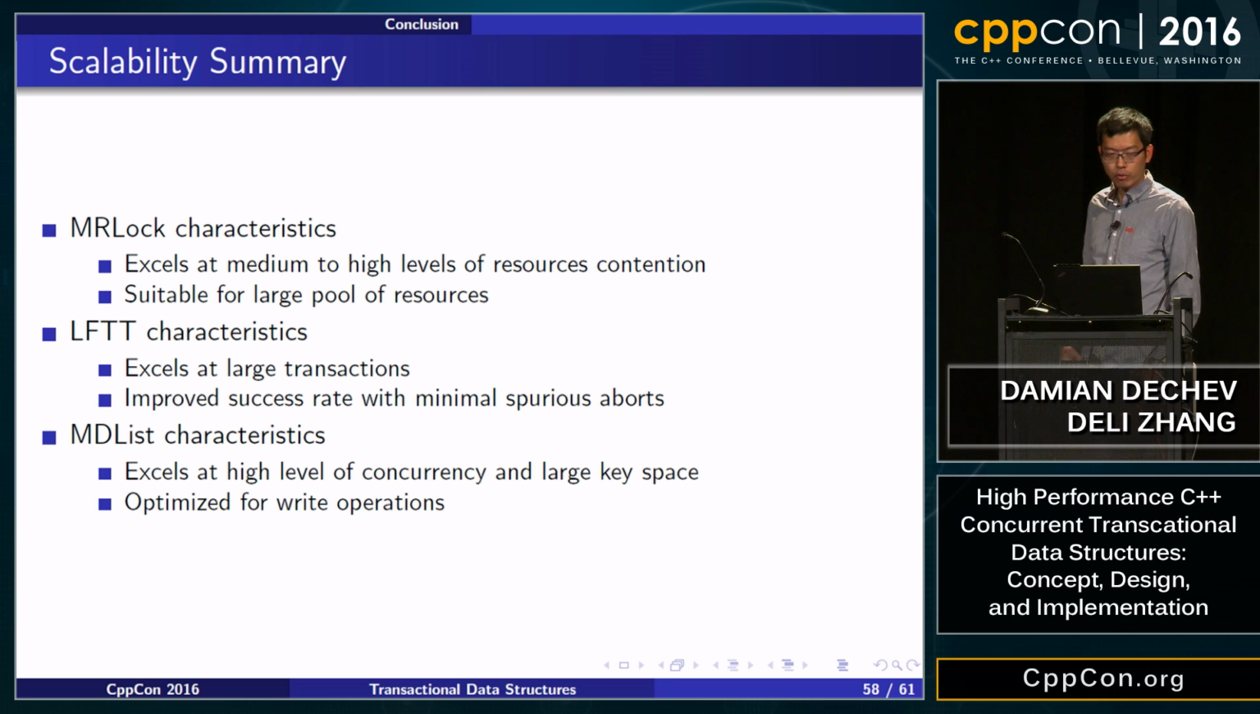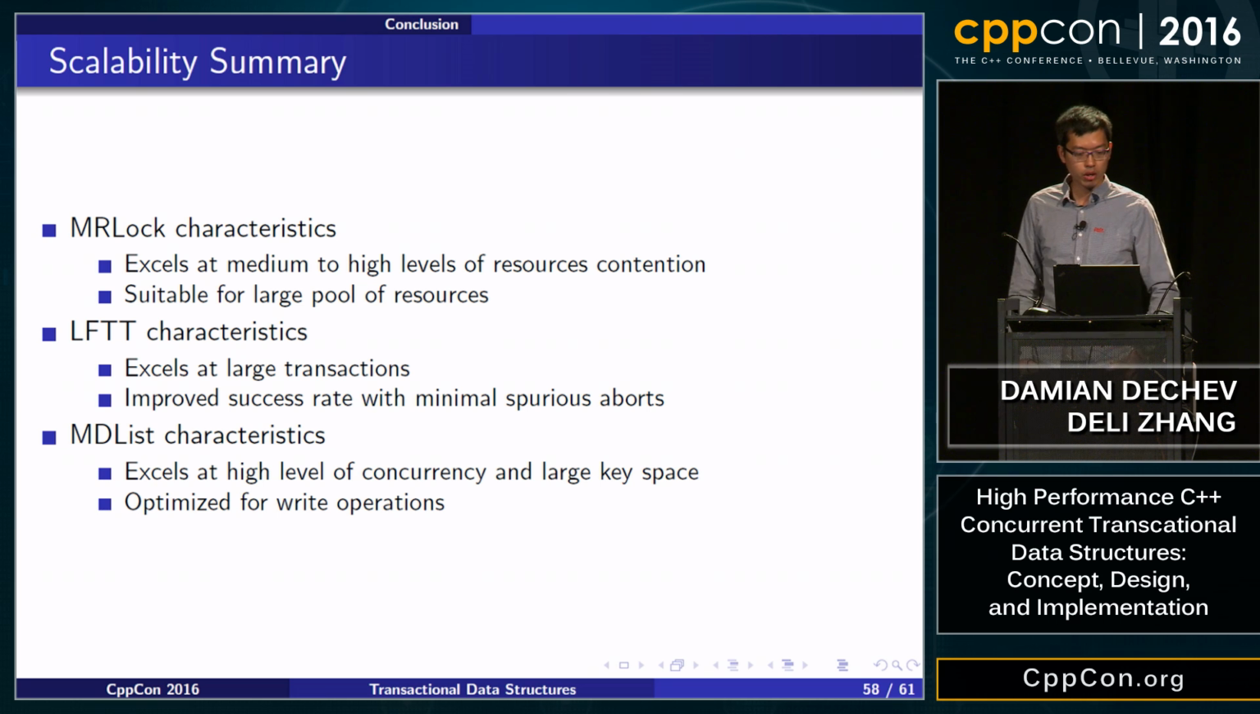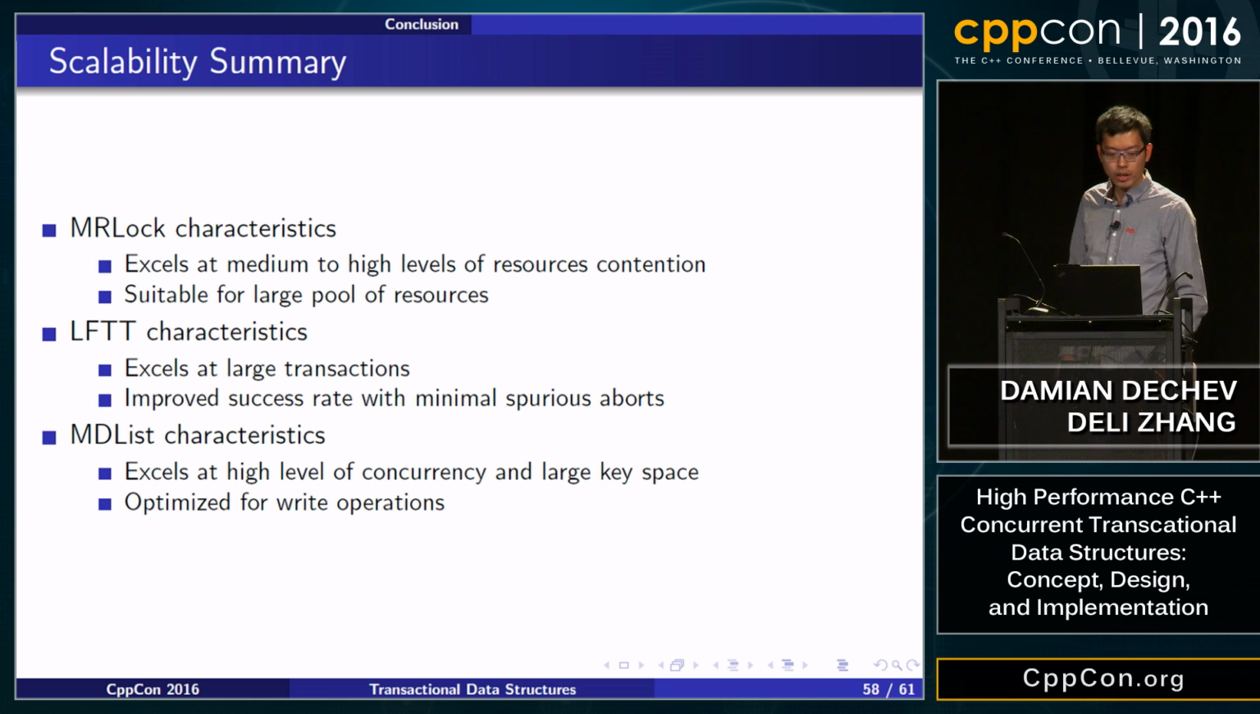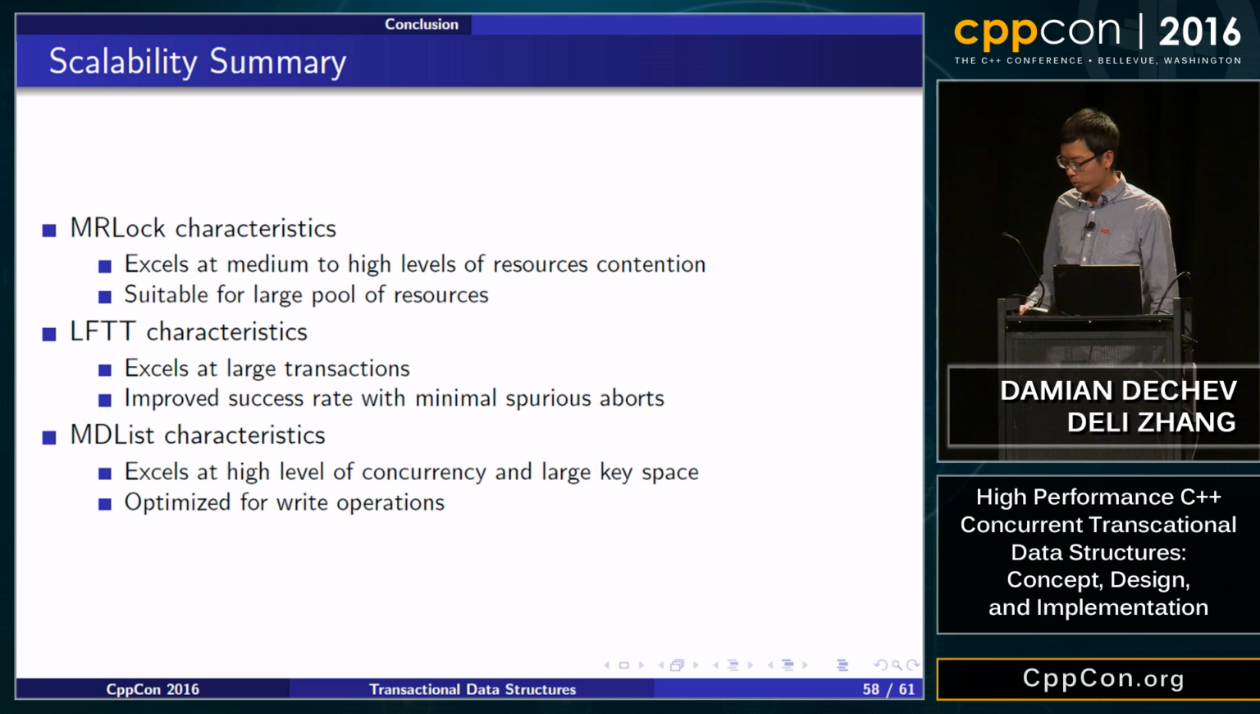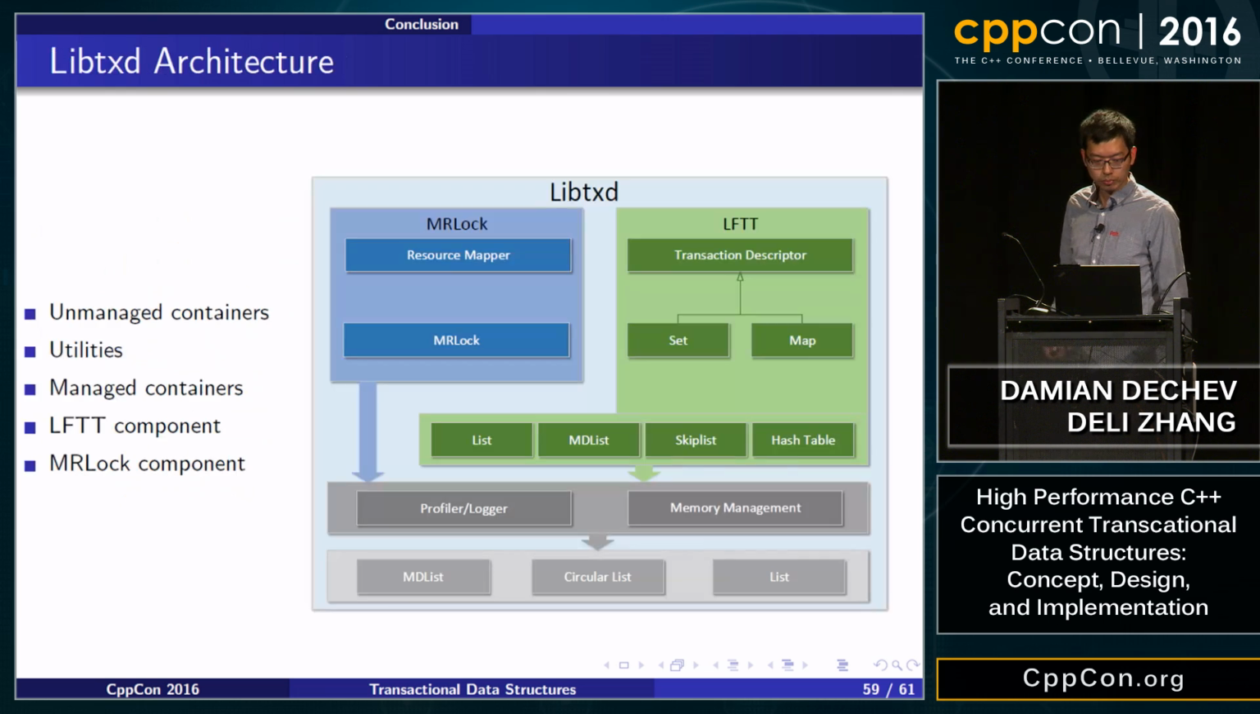So to summarize the performance characteristics, the MRLock excels at medium to high levels of resource contention and is suitable for a large pool of resources. The LFTT-based transactional data structure excels at larger transactions, and it has an improved success rate with minimal spurious aborts. And the MDList excels at a high level of concurrency and large key space. It is optimized for write operations.